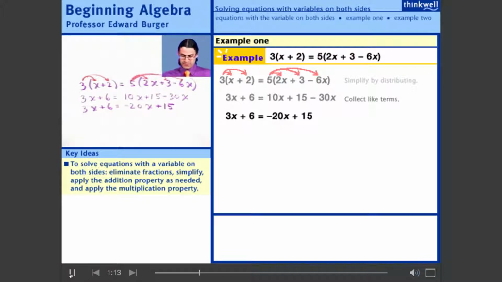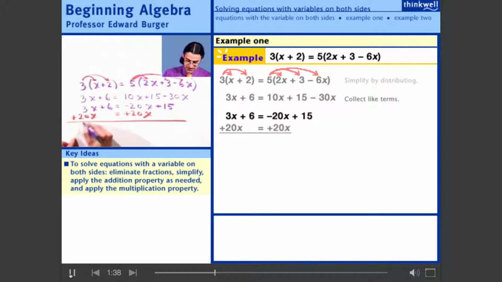Well, now we can think about what we want to do here. The first thing we want to do is bring all the x's to one side. So the way that I'm going to do that is to get rid of this minus 20x by adding 20x to both sides. By doing so, this would combine to give 0. But I've got to do it to both sides, and make sure I'm lining up the terms that are like. So when I do that, on this side, I see 3x and 20x is 23x plus 6. And on this side, I have this term canceling, which is by design, but I'm left with the 15.